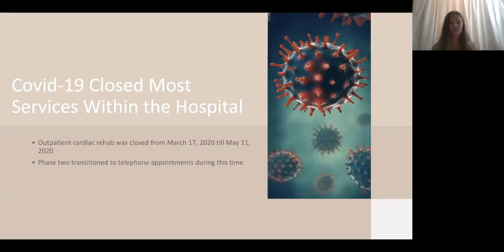COVID-19 closed most services within the hospital. With this, outpatient cardiac rehab was closed from March 17th of 2020 till May 11th of 2020, nearly 2 months. Phase 2 transitioned to telephone appointments during this time.